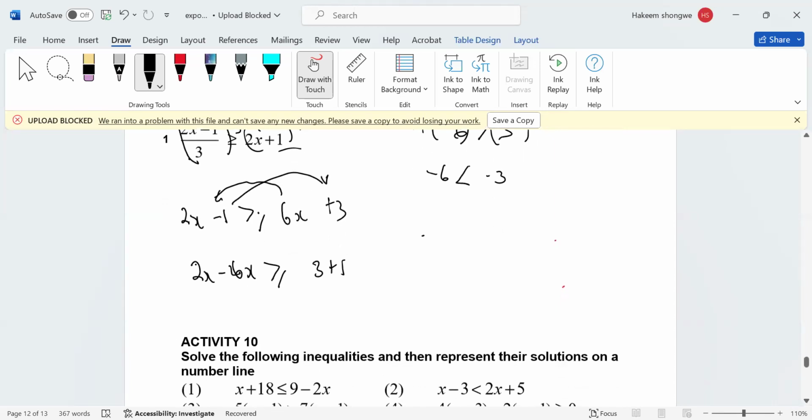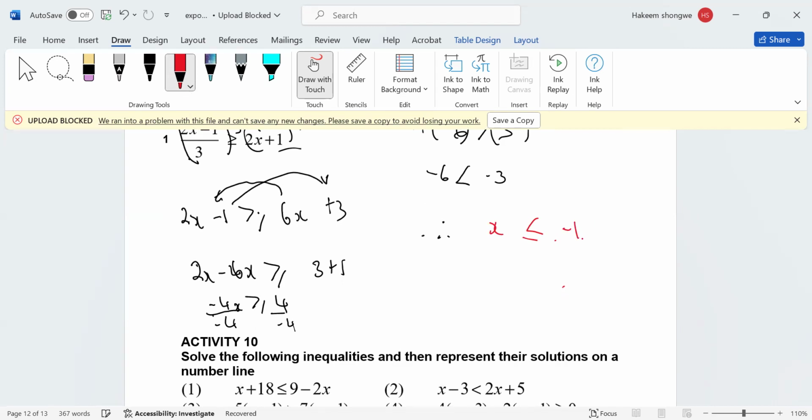Now, I say minus 4x is greater or equal to what? To 4. But now I'm going to divide with a negative. Can you see that? So I'm going to divide by minus 4 on both sides. Therefore, our sign, it was greater than, now the sign is going to change and become what? Less than. So it says x is going to be less or equal to -1.